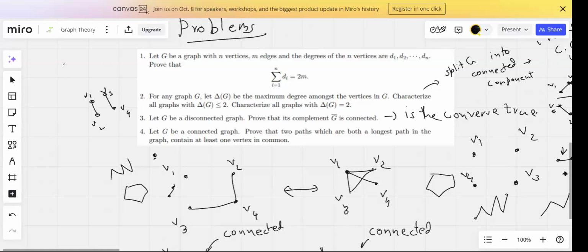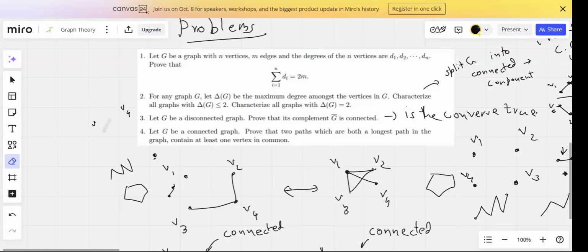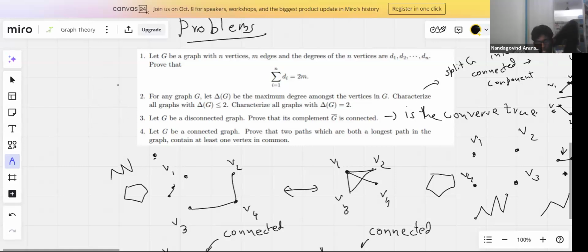Because we're already assuming that graph is connected. Now, if it wasn't connected at the start, then it would just be connected to one of the other vertices, and then it would be connected. Yeah, that should work. My solution for this one is slightly different.